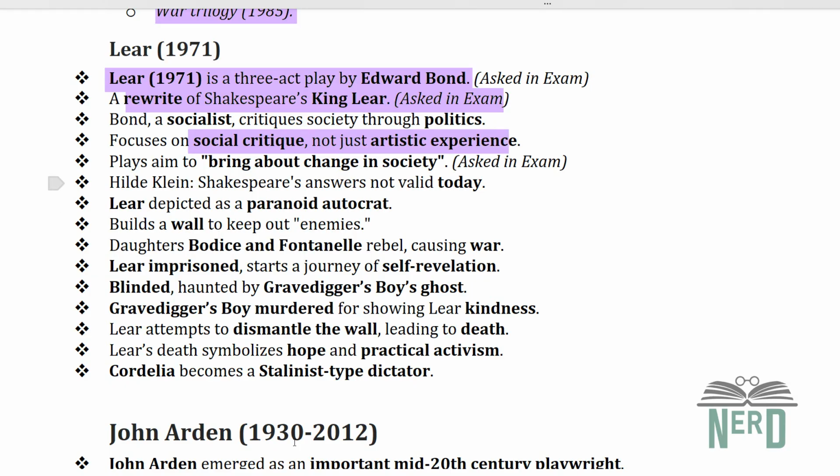He wanted audiences to question systems of power, war, and obedience. In this version, Lear's daughters, Bodice and Fontanelle, rebel and trigger a brutal war. Lear is imprisoned, blinded, and haunted by the ghost of the gravedigger's boy, a man murdered for showing him kindness. Eventually, Lear tries to dismantle his own wall, dying in the process, his death symbolizing both hope and practical activism. Meanwhile, Cordelia becomes a Stalinist dictator, showing how idealism can turn into tyranny.